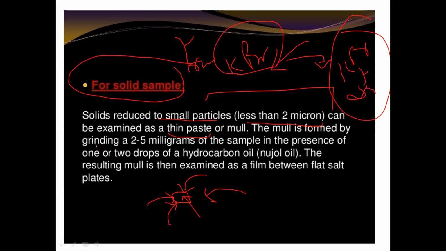The mull is formed by grinding 2 to 5 milligrams of the sample in the presence of 1 or 2 drops of hydrocarbon oil, okay. Or you can say Nujol oil is also used. The resulting mull is then examined as a film between plates, okay. So it is the method used for solid samples, okay.